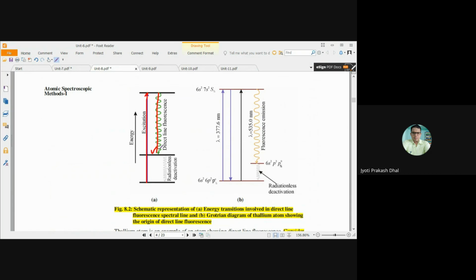And after that, from this intermediate energy level, it will come back to the ground energy level by a radiationless deactivation process. That means when the atom comes back from this energy level to this energy level, it will emit energy which is not in the form of radiation. Here this is the schematic diagram.